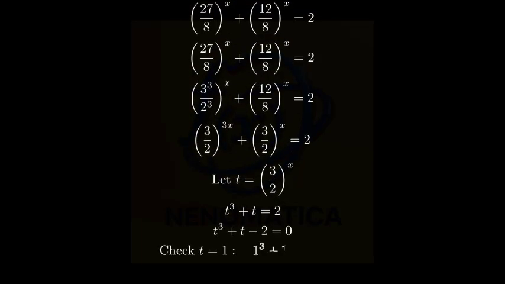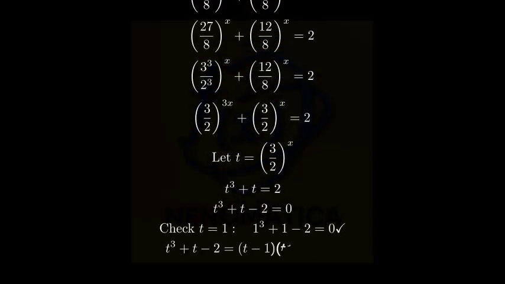Now we need to factor this polynomial. We can try to find the roots by testing some simple values. If we try t equals 1, we get 1 cubed plus 1 minus 2, which equals 0. So t equals 1 is a solution, which means t minus 1 is a factor of our polynomial. We can use polynomial division to find the other factors.